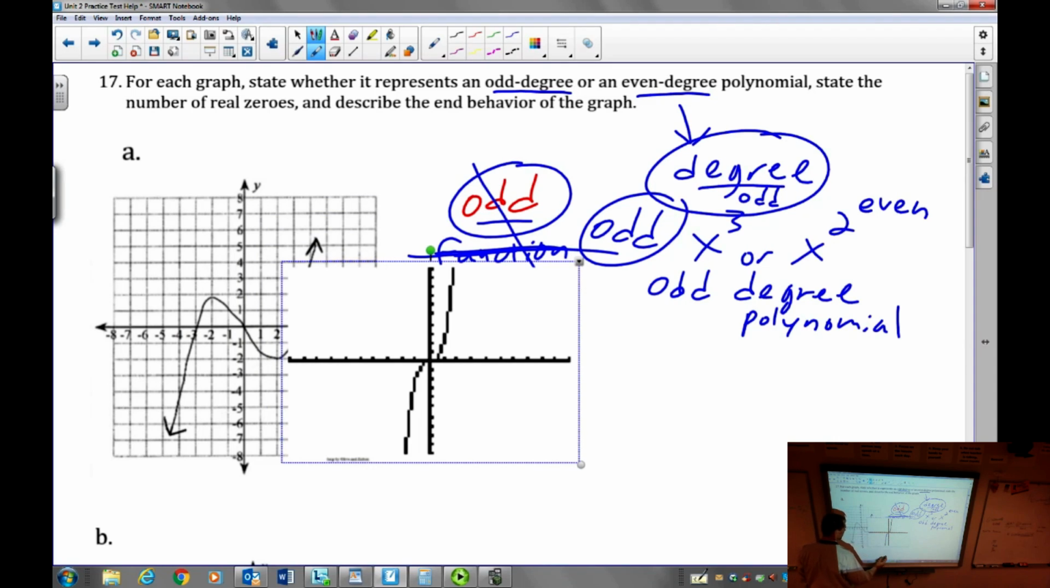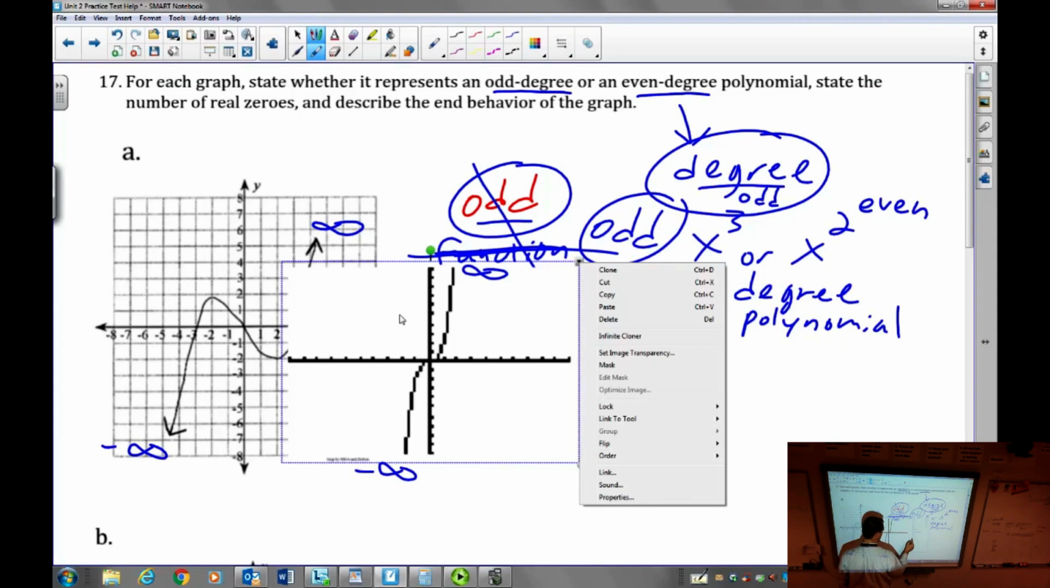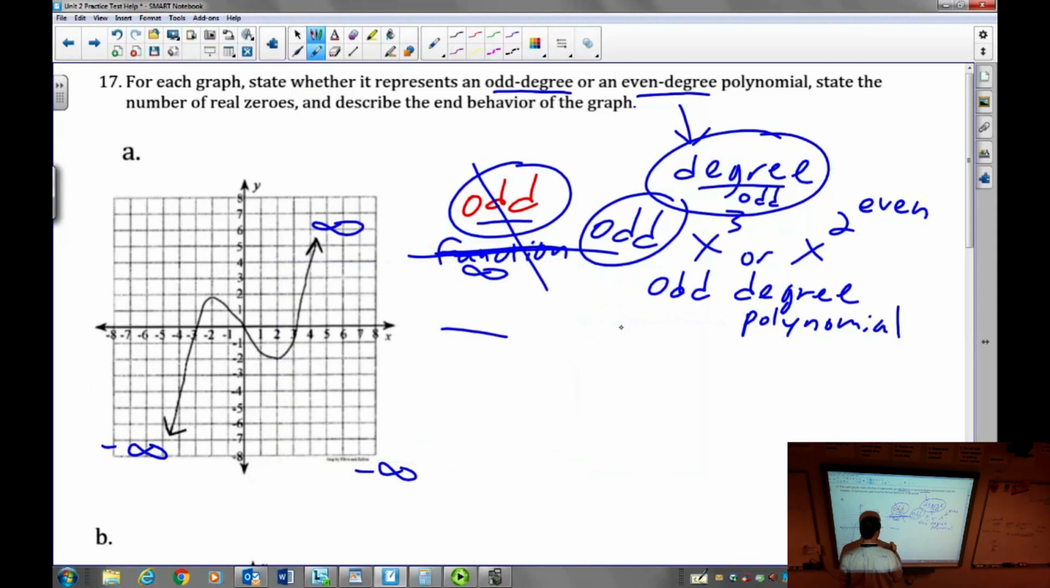So because it has the end behavior of going to the left is going to be negative infinity, going to the right is positive infinity, and our graph going to the right is positive infinity, our graph here going to the left negative infinity. That's going to mean odd. This is going to be an odd degree polynomial. Not a function, but an odd degree polynomial is what we're talking about right here, right now.